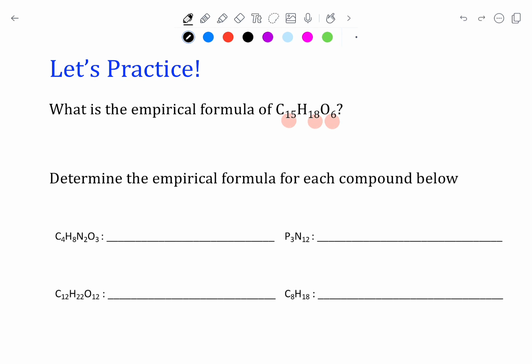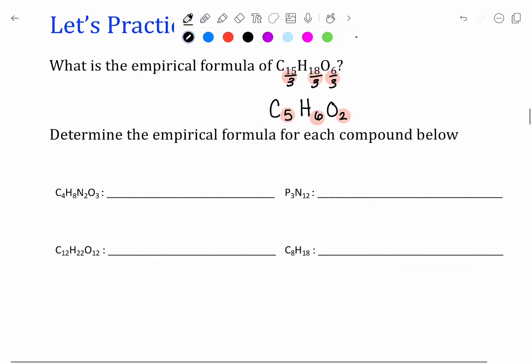Instead, we can try 3. That's the least common denominator for all 3 of those values. So if we divide all of those subscripts by 3, we get C5H6O2. And we know that that's our most simplified version because 5, 6, and 2 have no least common denominator amongst them besides 1. So that is our most simplified version.